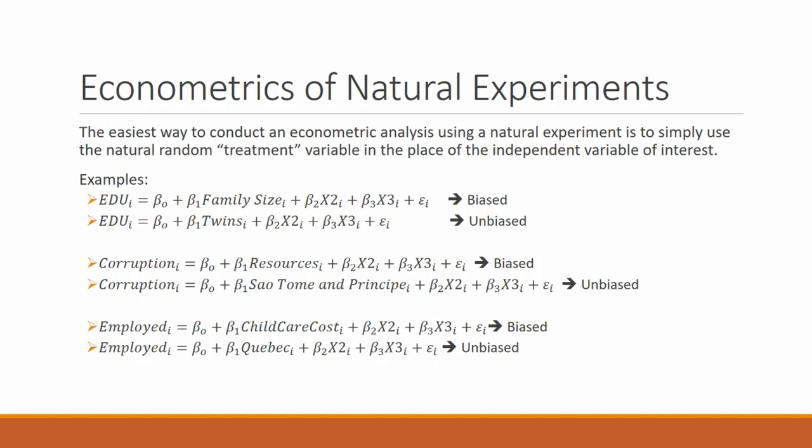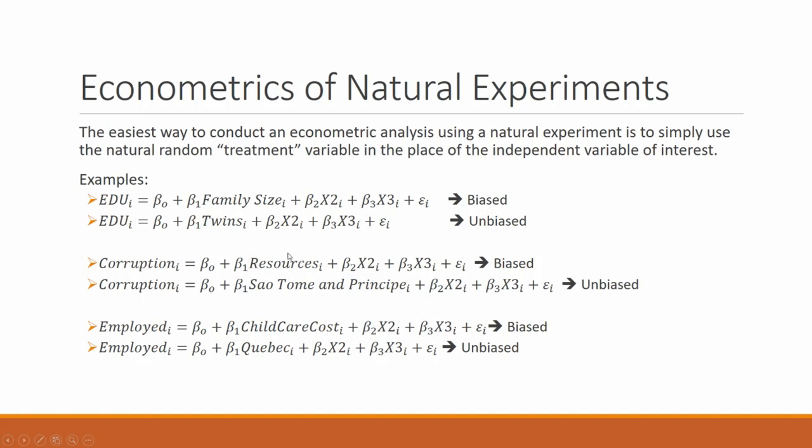How do the econometrics work? Well, the easiest way to conduct an econometric analysis using a natural experiment is to simply use the natural random, quote-unquote, treatment variable in place of the independent variable of interest. And that's what we saw in each of our examples. In our first example, instead of using family size, we took a sample of households that had two or more children, and then we used the twins variable as the independent variable instead. This became our natural treatment variable, and we said this will allow us to get an unbiased impact of family size on education.